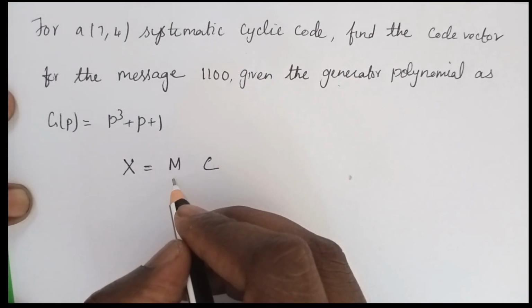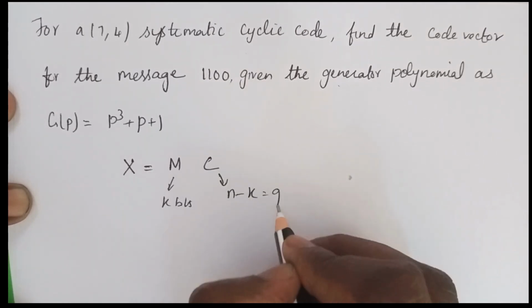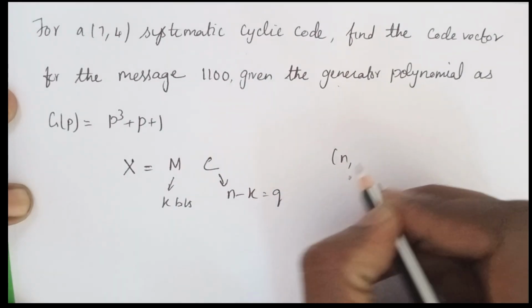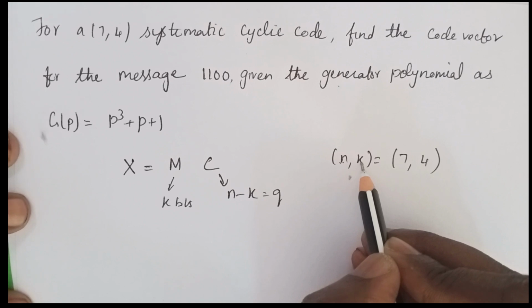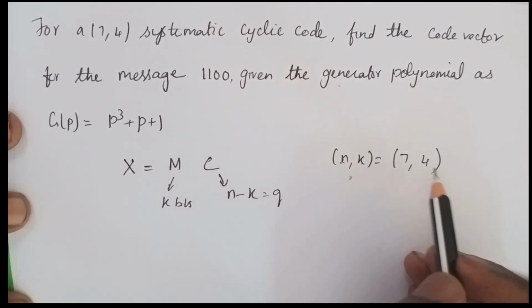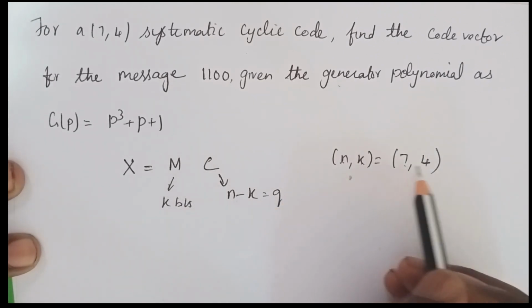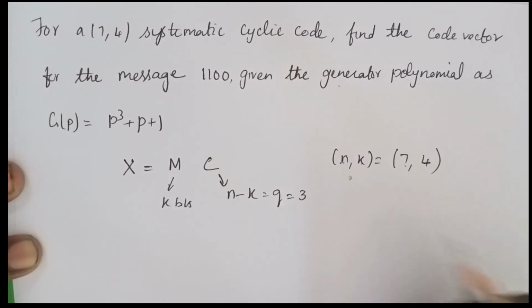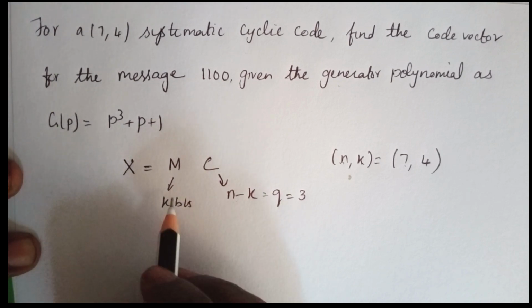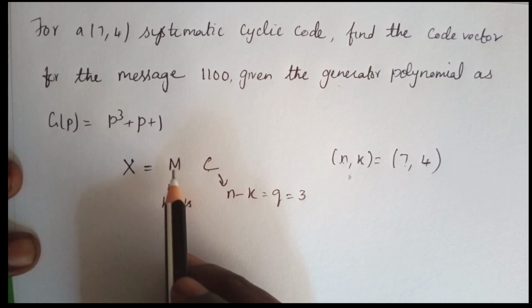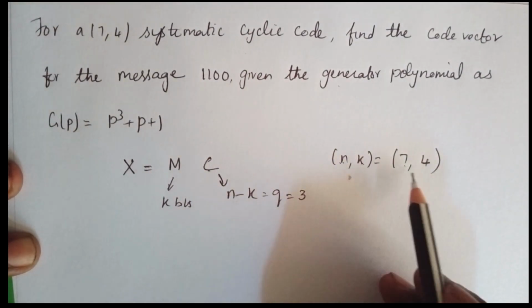So the length of the message is going to be k bits, and the length of the check bits is going to be n minus k, which we call q. In the question, n comma k is given, which is 7 comma 4. So n is the length of the code word, and k is the length of the message bits. So the check bits length is n minus k, which is 7 minus 4, which is 3. For systematic cyclic codes, the message is followed by the check bits.